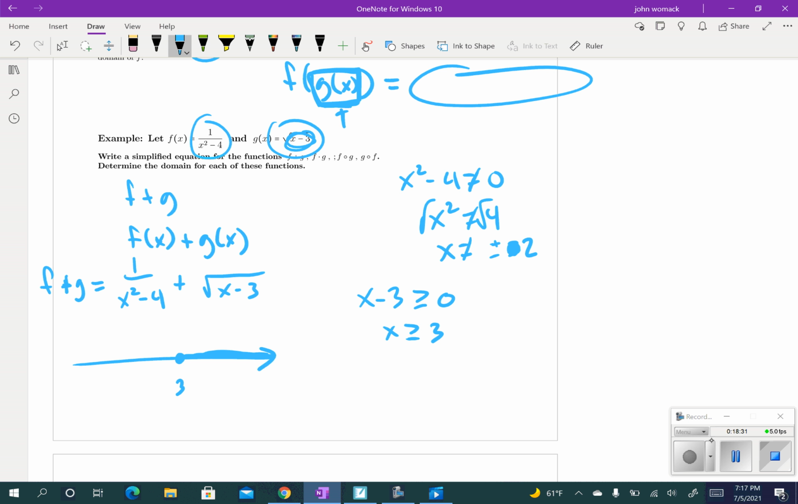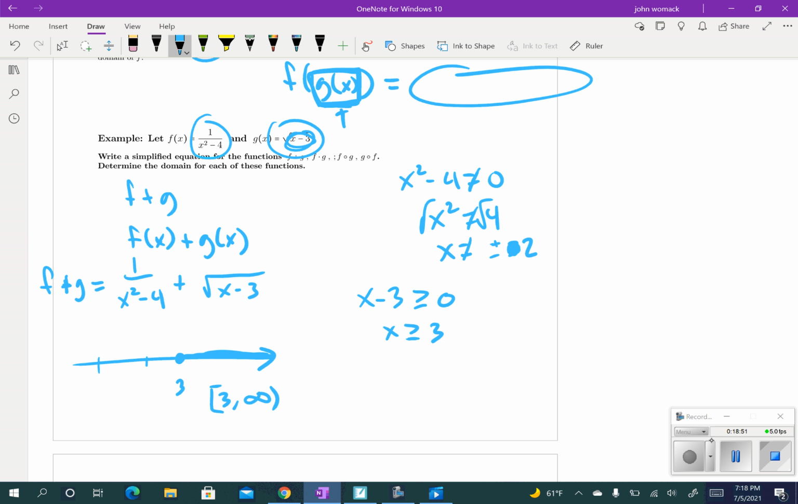But it also can't equal 2 or negative 2. Well, that's fine because 2 and negative 2 are over here. There's 2, there's negative 2. They're already out. I know it can't equal that, but they're already gone. So the domain for this would just be 3 to infinity, and it would be the domain of that function.